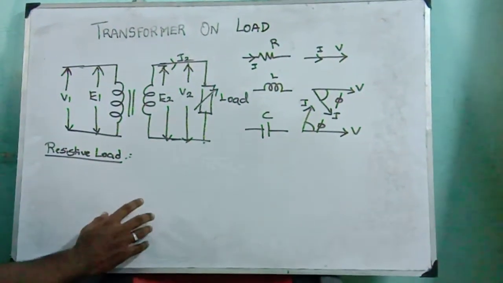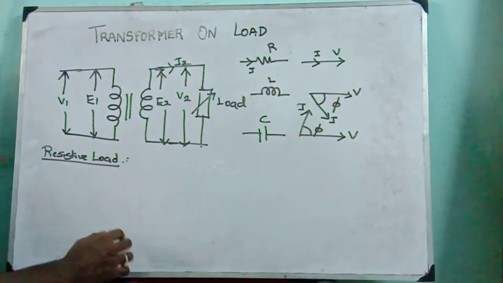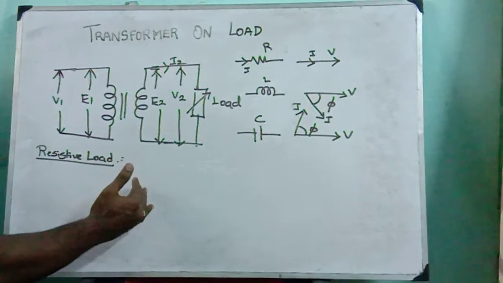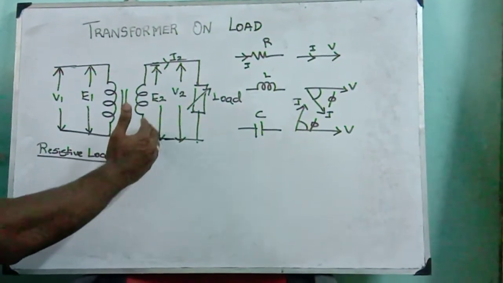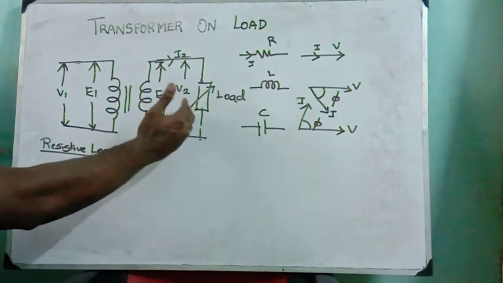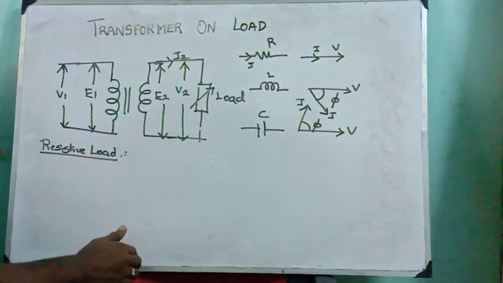Today we are going to discuss the transformer on load. In the previous lecture, I have shown you the vector diagram of transformer on no load. Now we are going to discuss what will happen if a load is added to the secondary winding of a transformer. The load is nothing but your current. Once you are adding a load to your transformer, the secondary current will increase.